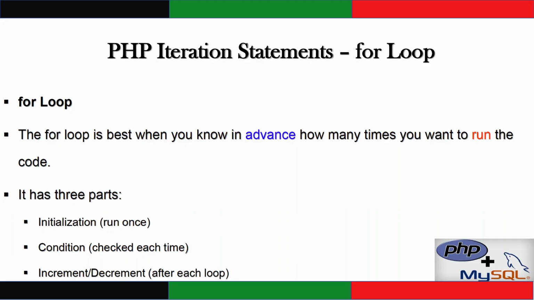Anyway, in a for loop, we're going to have three different portions. We're going to have the part which is called the initialization, and that's the part which is basically close to, or almost the same as, what we call variable declaration.